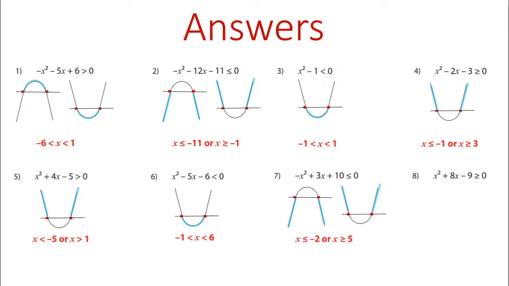Finding our two critical values, they were -2 and +5. We're looking at the x values which are less than or equal to -2 or greater than or equal to +5. And question 8 finally is a positive parabola with its two roots, and we're looking at the quadratic that is greater than or equal to 0. So we're looking at the part of the parabola which is above the x-axis. Again, two separate inequalities here. One which is less than the lower critical value, and the other which is greater than the upper critical value. So x is less than or equal to -9, or greater than or equal to +1.